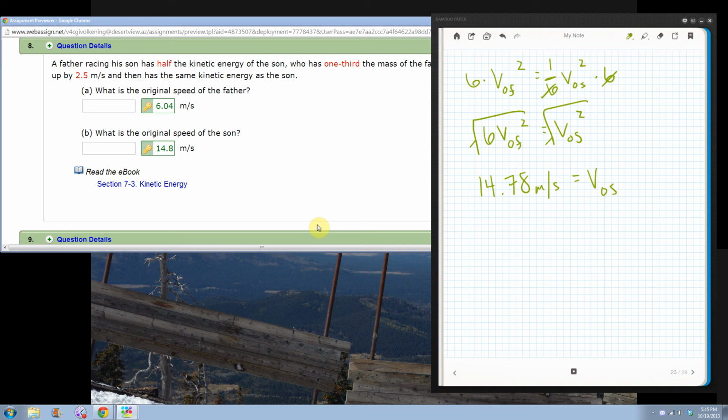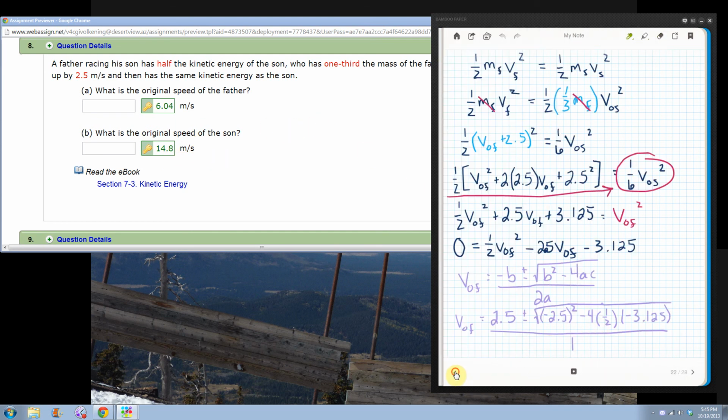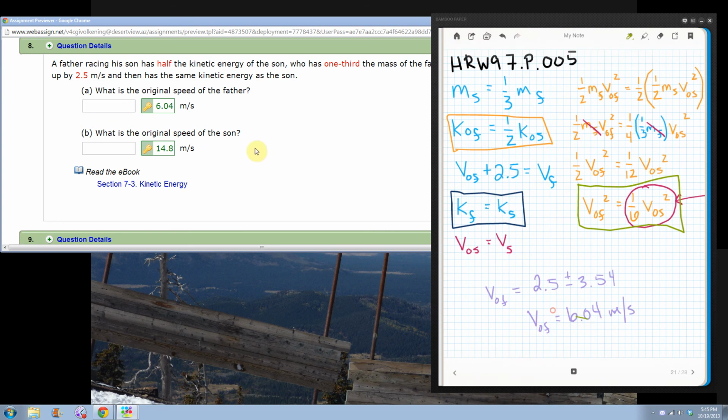Let's just go take a look. Initial speed of the son, 14.78. Okay, they rounded up to 0.8. That's fine. And the father, we came up with 6.04. Yep. So that's it. Kind of a longish problem, sorry, but one of my favorites because it's all algebra, basically. I just really like algebra.